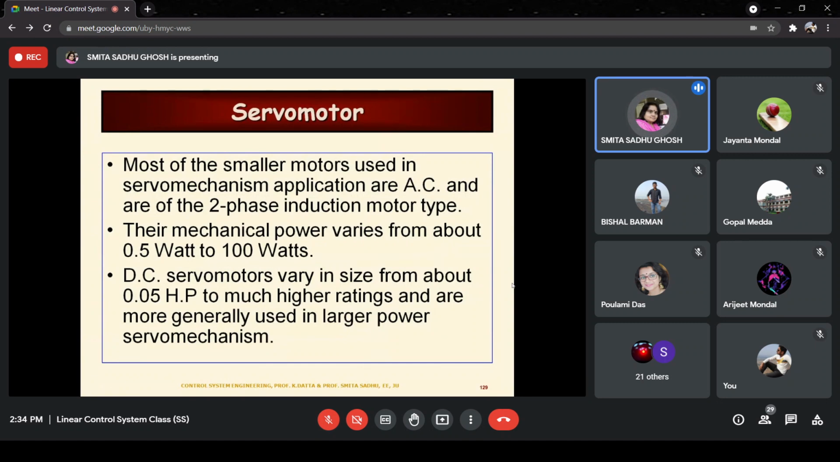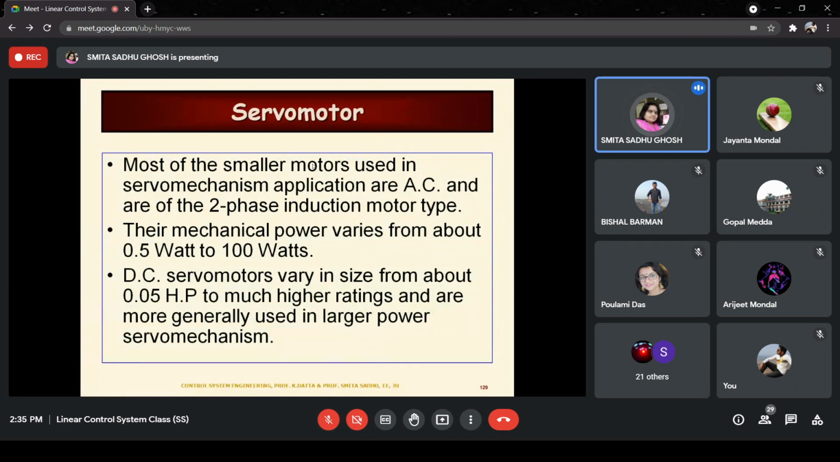Most of the smaller motors used in servo mechanism application are AC and are of two-phase induction motor type. However, DC servo motors are also present, right? Now, what we are stating over there is that smaller motors which are used in servo mechanism application. Now, you would recollect that when I was doing the introduction module, over there I had said something about servo mechanisms.